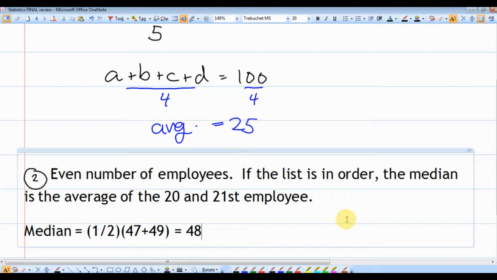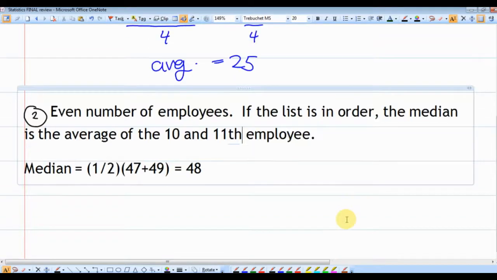It's the 10th and 11th. Sorry? We need the 10th and 11th. 10th and 11th, yeah. 11th. Okay. That's question 2.